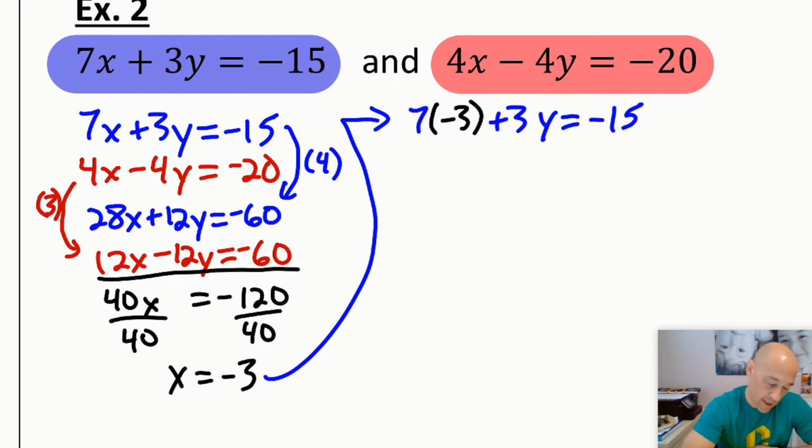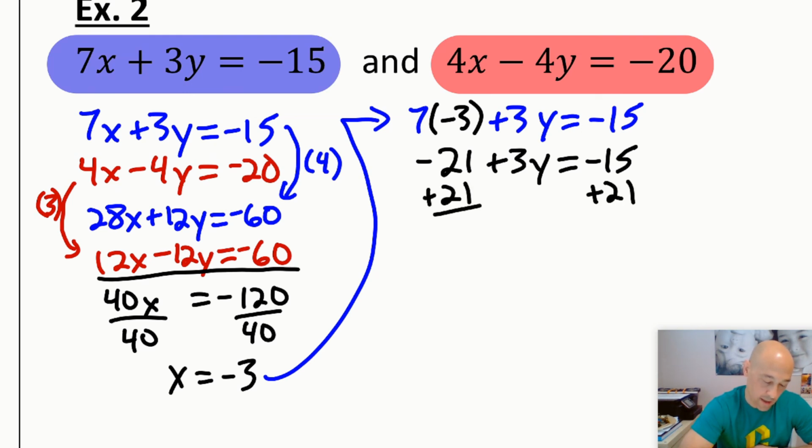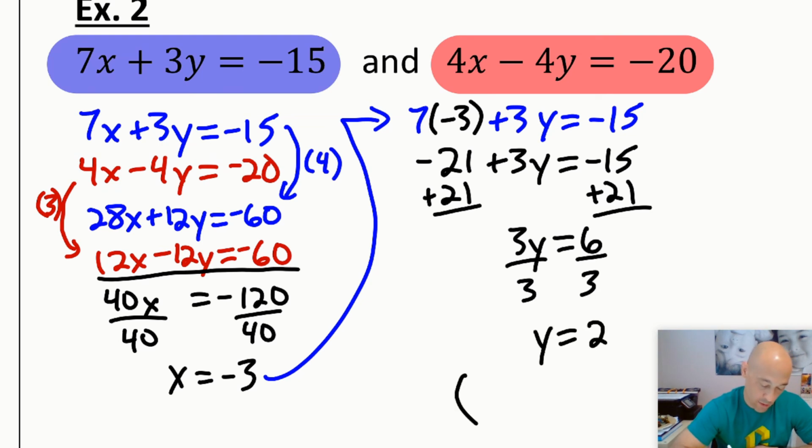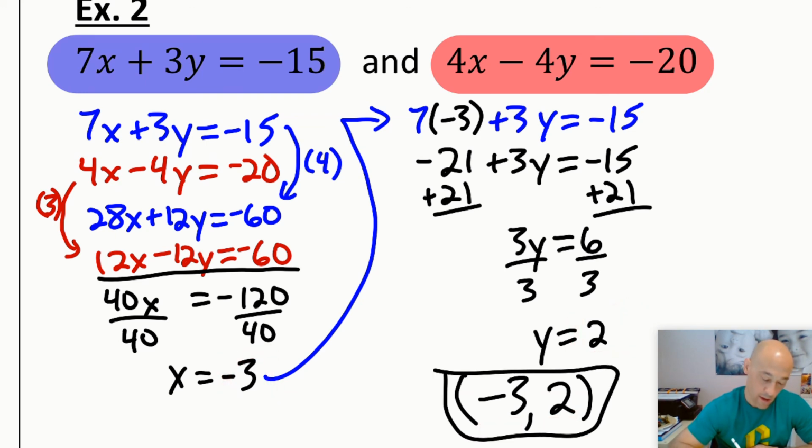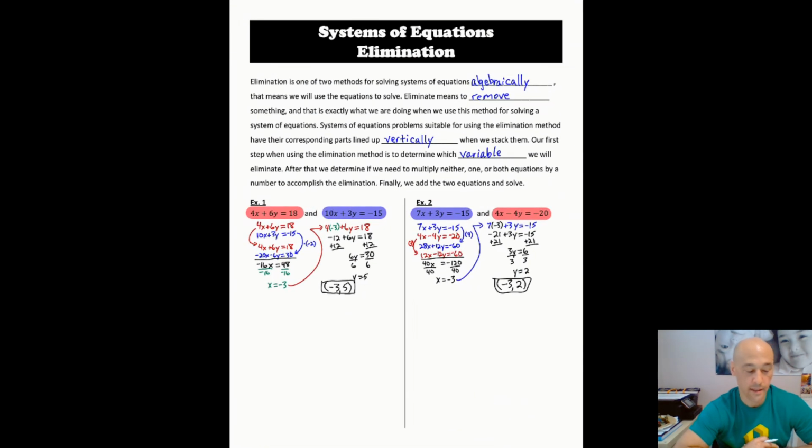Now, 7 times negative 3 is negative 21, plus 3y equals negative 15. To isolate my y term, I'm going to add 21 to both sides. I get 3y equals 6. Dividing by 3, y equals 2. So my solution is negative 3, 2. Negative 3 is my x value. 2 is my y value. And that is systems of equations elimination.